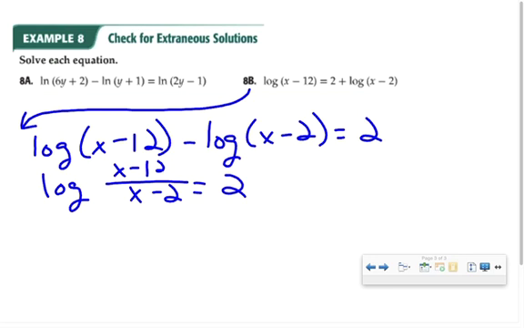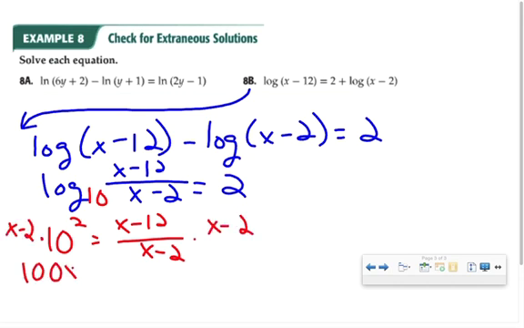And at this point, I can't drop the logs from both sides of the equation because I don't have logs on both sides of the equation. What I can do is remember that when I see the word log and I don't see a base, base is 10. So we could actually rewrite this in exponential form and then solve the equation from there. So it would be 10 squared equals x minus 12 over x minus 2.